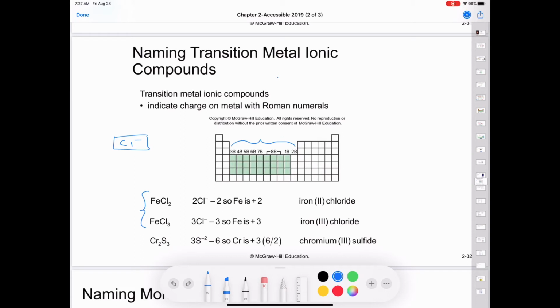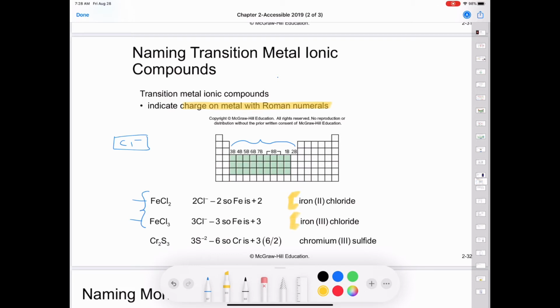Chlorine, again, when it's in an ionic compound, it's chloride. It has a charge of -1, but there are 3 of them here. And so if we have 3 chlorides, that gives us a charge of -3 overall. And so our iron has to be +3. And that's how you determine the charge of the transition metal, by looking at the nonmetal, whose charge does not vary. And so the way we would name this compound is, you might think, okay, both of these would be iron chloride. Well, remember, you have to indicate the charge of the metal with Roman numerals. And so FeCl2 becomes iron 2 chloride, and FeCl3 becomes iron 3 chloride.